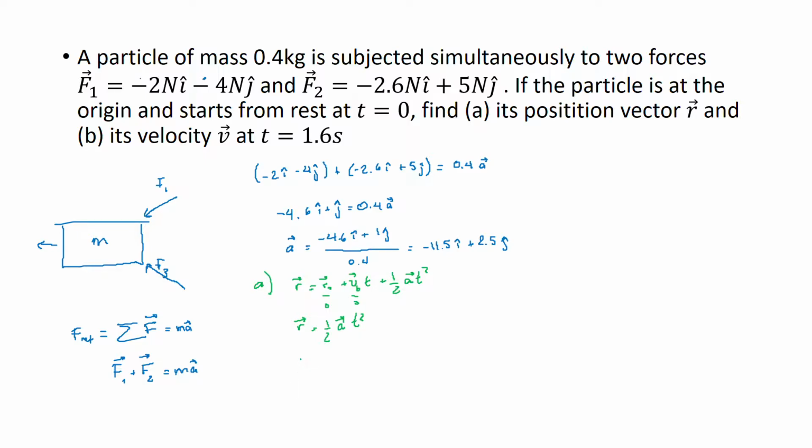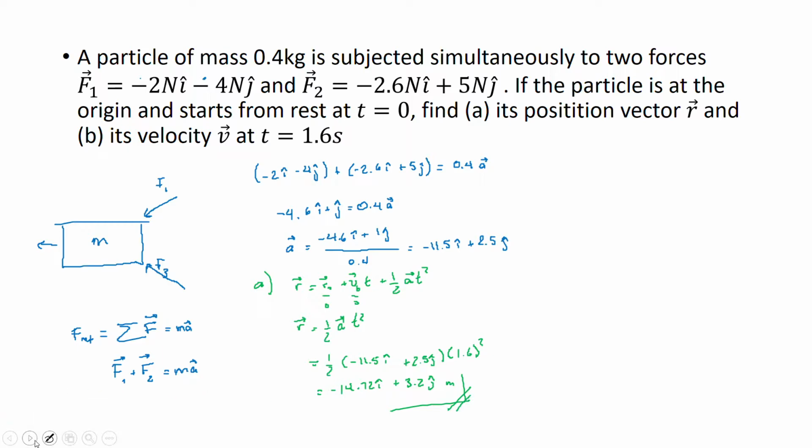So from there, I know that this is going to be a half of minus 11.5i plus 2.5j times t squared, that's 1.6 squared. And this is minus 14.72i plus 3.2j. And this is in meters, and you're done for the first part.